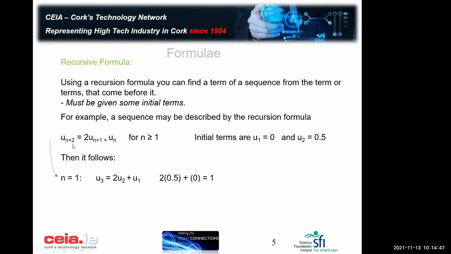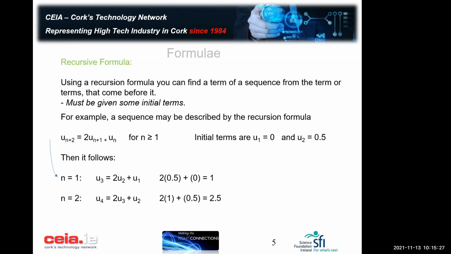So in this formula here, we're putting in u of n plus 2. So we're substituting in the value for n as 1. So we come down here, that means u of n plus 1 plus 2 is going to be 3. And that is equal to, according to the formula, 2 times u of 2 plus u of 1. We already know that u of 1 is equal to 0 and u of 2 is equal to 0.5. You substitute them in, so you get twice 0.5 plus 0 is equal to 1. So u of 3 is equal to 1.